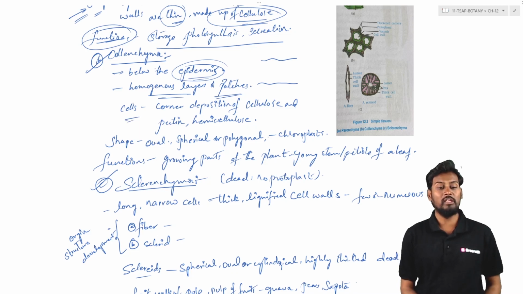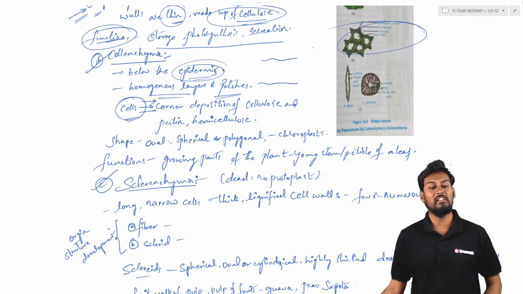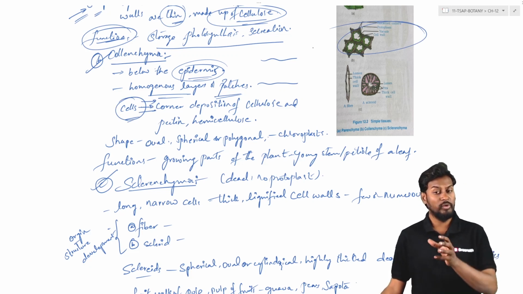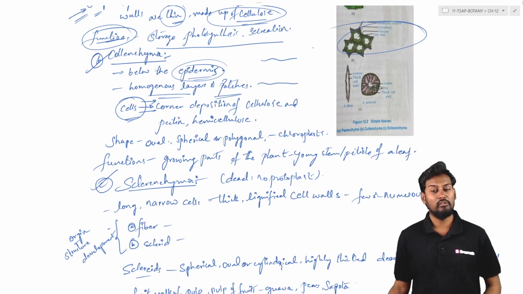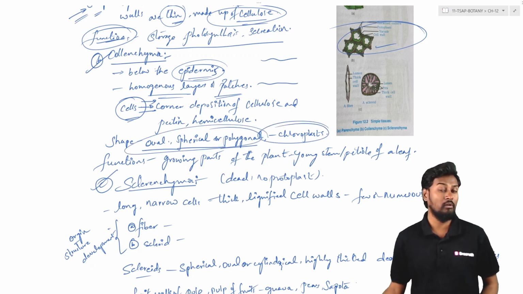So coming to the cells, generally we can see here that the cells show different kinds of structures. They may be oval, spherical or polygonal, that is, having multiple directions and multiple corners as we see in the diagram. So they can be any kind of shape and they consist of chloroplast. So they are involved in the assimilation process, that is, the process of conversion of carbon dioxide into starch.